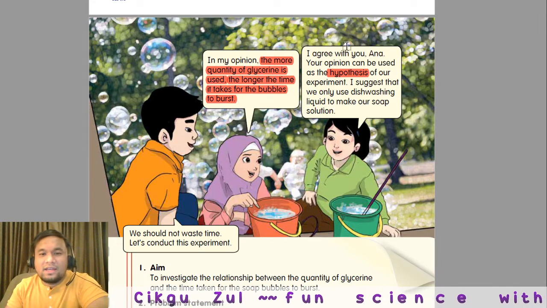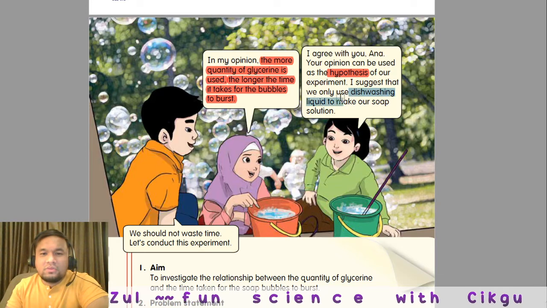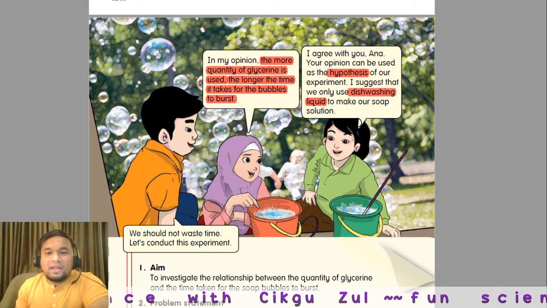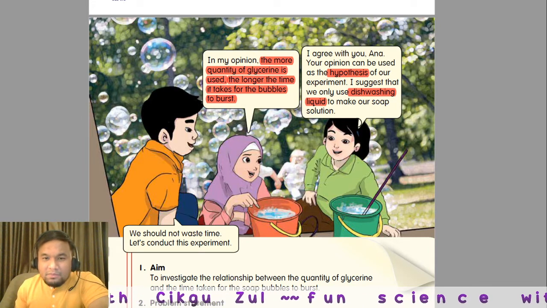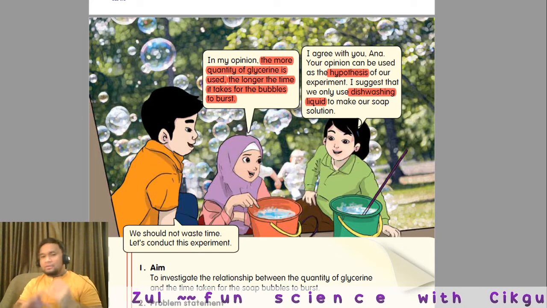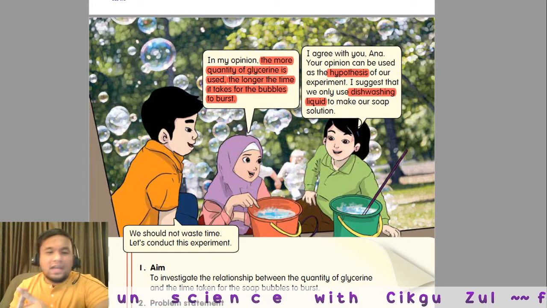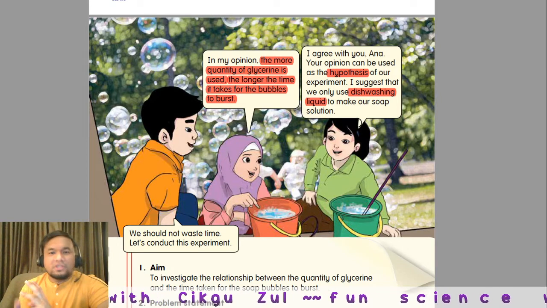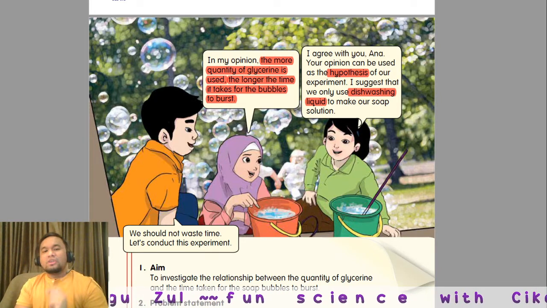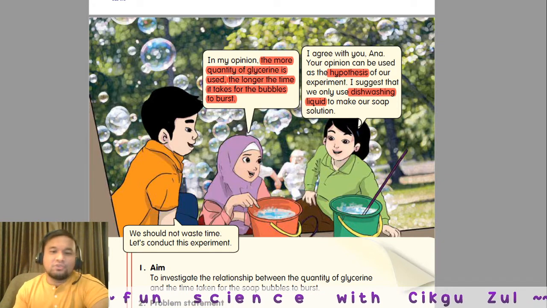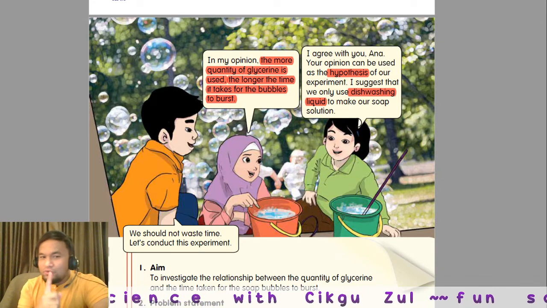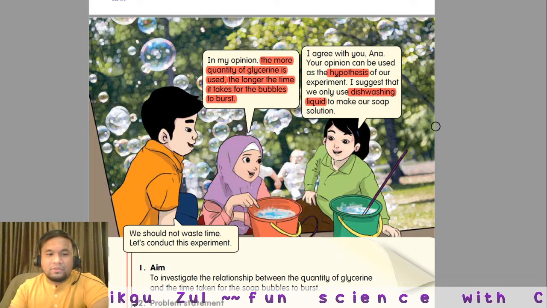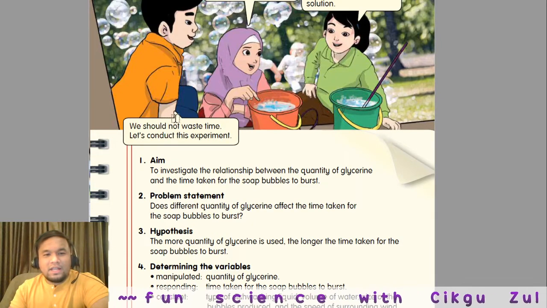So I suggest that we only use dishwashing liquid. Apa tu dishwashing liquid? Pencuci pinggan. Faham? Cecair pencuci pinggan. So kita tahu ada banyak-banyak jenis pencuci. Ada pencuci pakaian, ada pencuci lantai, ada pencuci kereta. Kita tak mau. Kita nak gunakan pencuci pinggan sahaja untuk eksperimen ini. Faham? So mesti gunakan jenis ini sahaja. Understand? Constant variable.